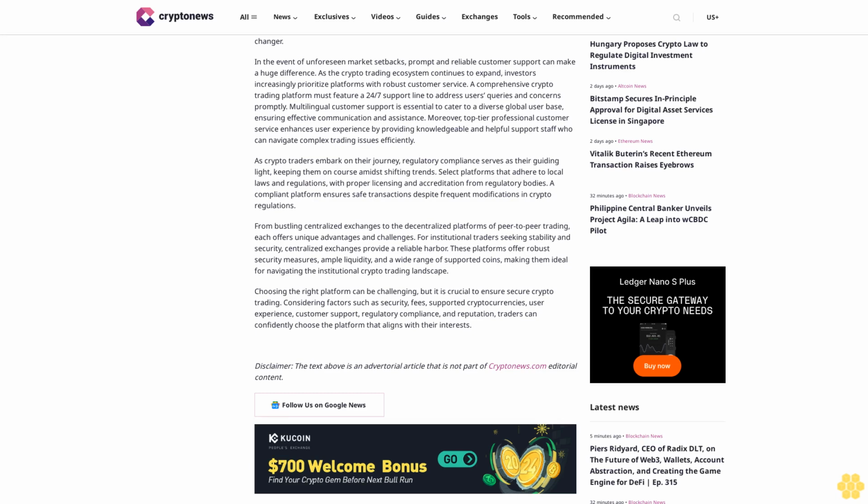Choosing the right platform can be challenging, but it is crucial to ensure secure crypto trading. Considering factors such as security, fees, supported cryptocurrencies, user experience, customer support, regulatory compliance, and reputation, traders can confidently choose the platform that aligns with their interests.